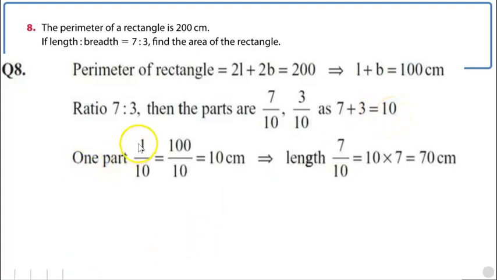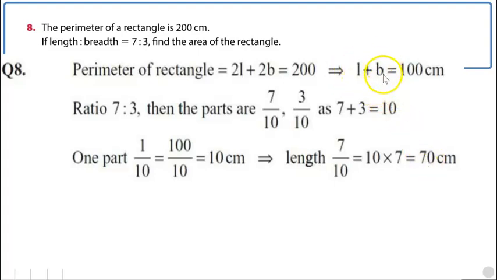So we know one part is going to be 1/10. So 100 centimeters from up here, divided by 10 is going to give us 10 centimeters. So 1/10, or one part, is 10 centimeters. So therefore the length is going to be 7/10, which is going to be 10 times 7, which is 70 centimeters. So the length, the L, must be 70 centimeters.